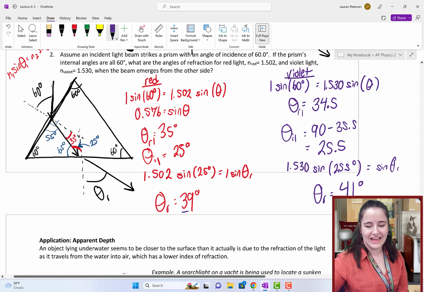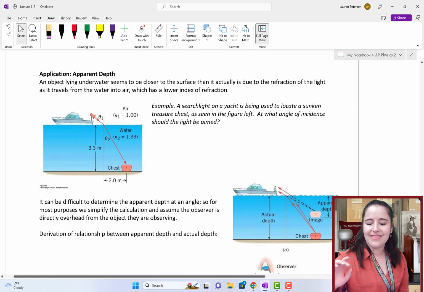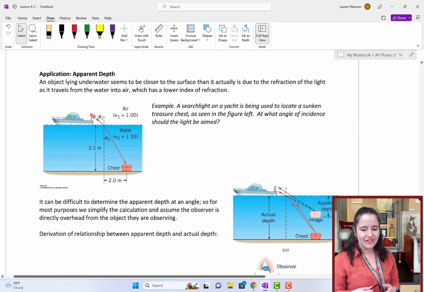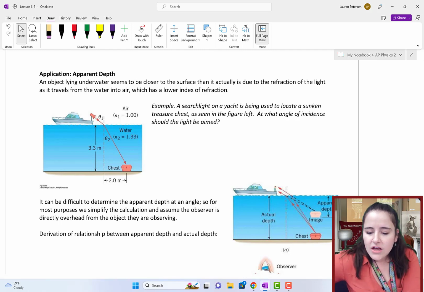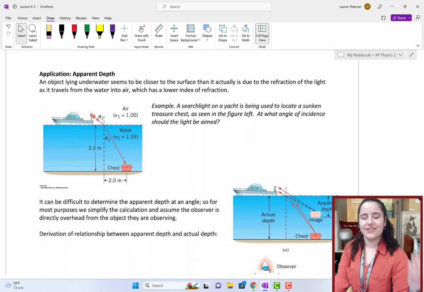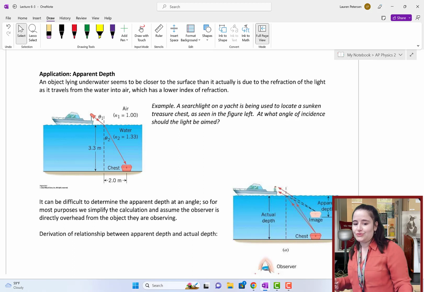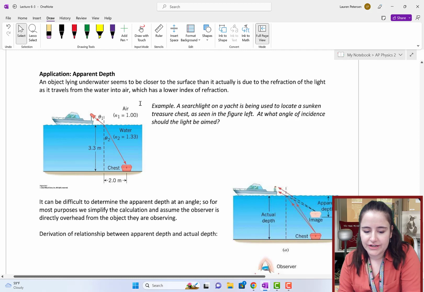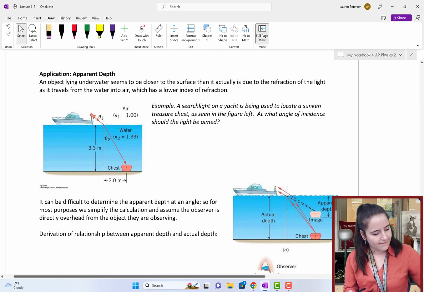Okay, cool. Now we have one more thing we need to talk about with regards to refraction, and that is apparent depth. Okay, so if we have all the information, it gets pretty easy. Basically, you know when you're looking at something underwater where things seem closer than they actually are? That's due to that refraction. So if we picture here, a searchlight on a light is being used to locate that treasure chest, okay? So if we want it to actually hit that, we need to take into consideration that it's going to be refracted, okay? So let's go ahead and figure that out.